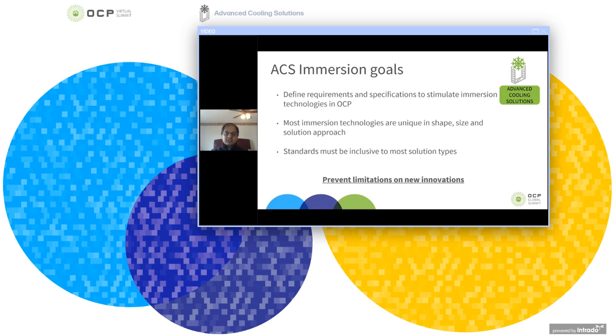The objective of the community is to create unambiguous documentation collaborating all the immersion related technologies, whether single phase or two phase, using different fluids, different styles, and to create an environment for the end users and the vendors to come up with different technologies, different challenges, different products and different solutions for the open compute community.